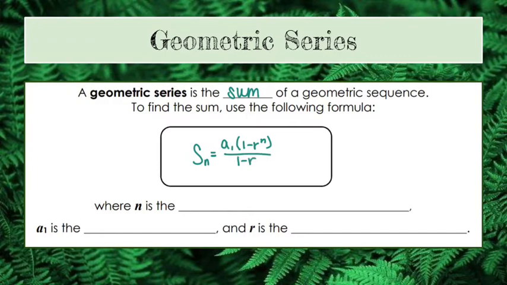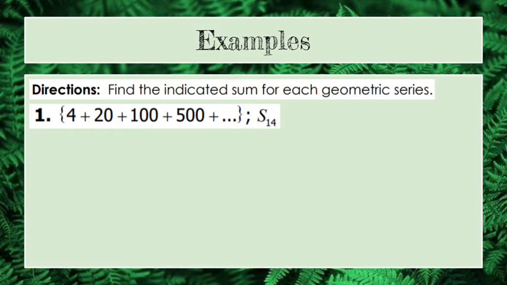So it looks like a lot of stuff, but it's not too bad once you remember it. N represents the number of terms. A1, as always, is the first term, and r is the common ratio. So we're just going to use this formula and jump right into finding some sums, some series.